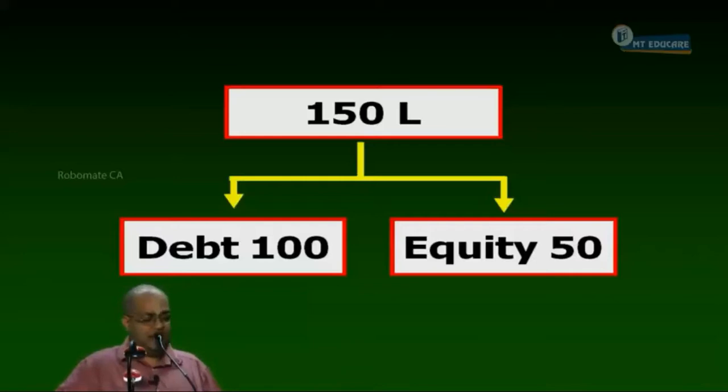Fund required is equal to 150 lakhs. Branch it into two: debt and equity. What is debt? 100 lakhs. Equity, 50 lakhs. Against the 100 lakhs, write interest. What is the interest they want for this 100 lakhs? 16%. Interest 16%.